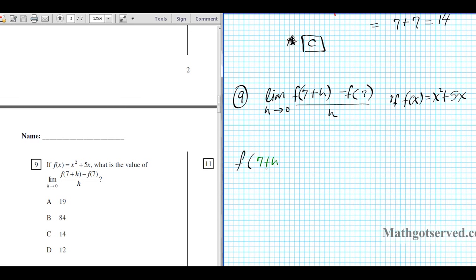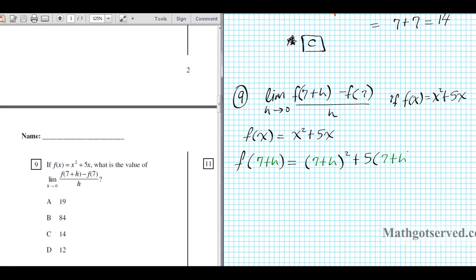So what does that mean? It means that we're going to be substituting this expression into the x's in this function. So we know f of x is x squared plus 5x. Anywhere we have the x's, we replace with 7 plus h. So instead of x squared, we're going to have 7 plus h, quantity squared, plus 5 times, and instead of x again, we're going to replace it with 7 plus h.